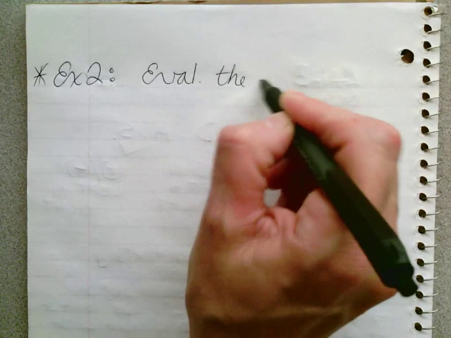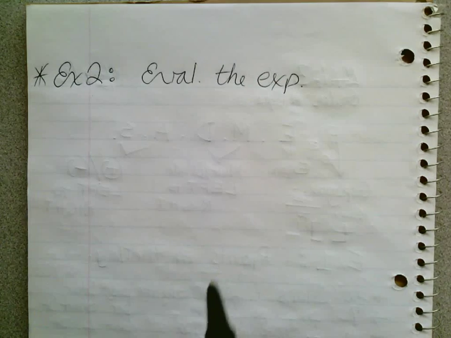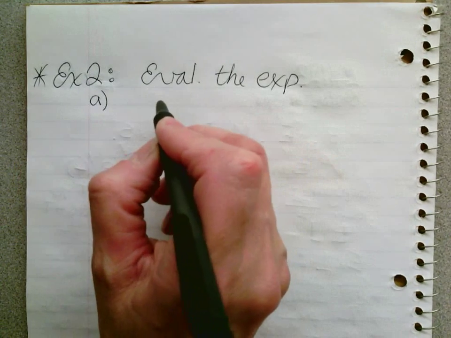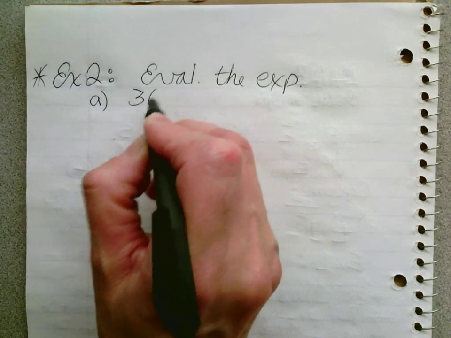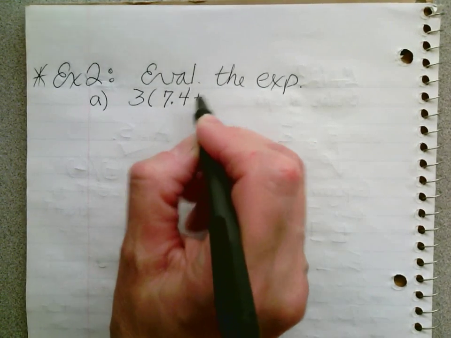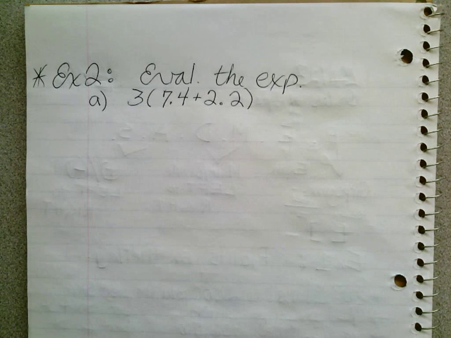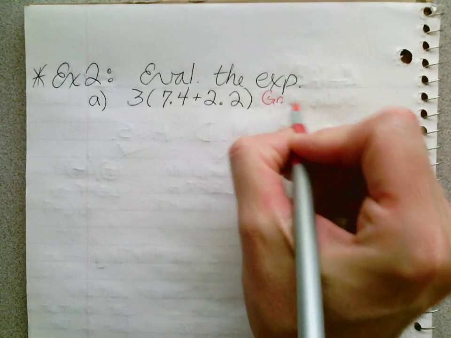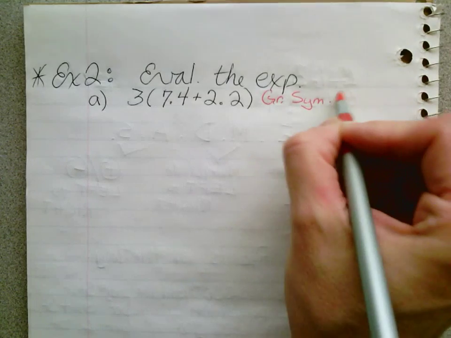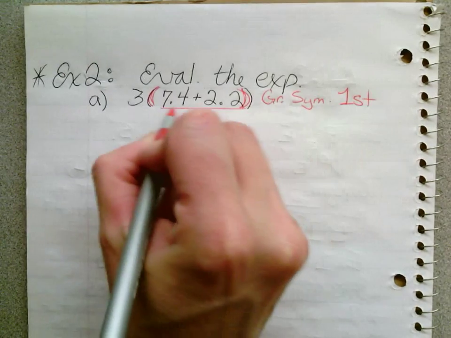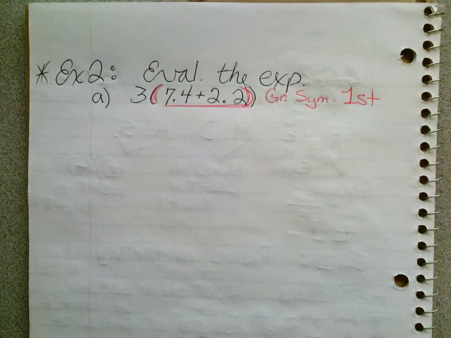Evaluate the expression. Okay, here is the first one. It's not the one in the book, it's mine. I'm not going to read to you. It looks like this. 3 times 7.4 plus 2 and 2/10. Based on the order of operations over there, you're going to do grouping symbols first. Okay, that is this section right here. We're going to add together the items 7 and 4/10 with 2 and 2/10.